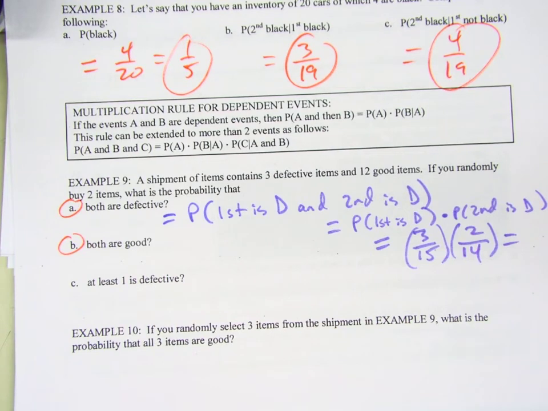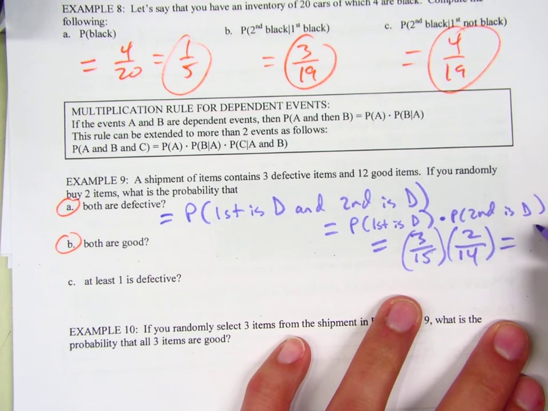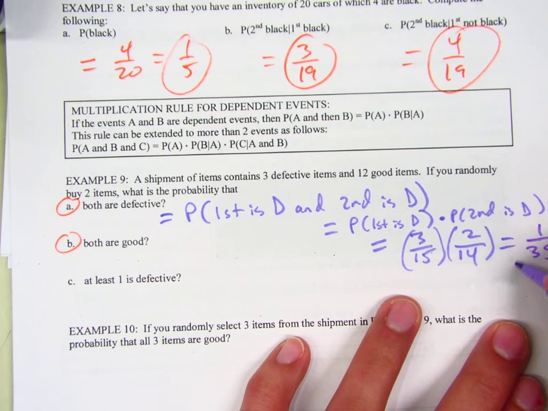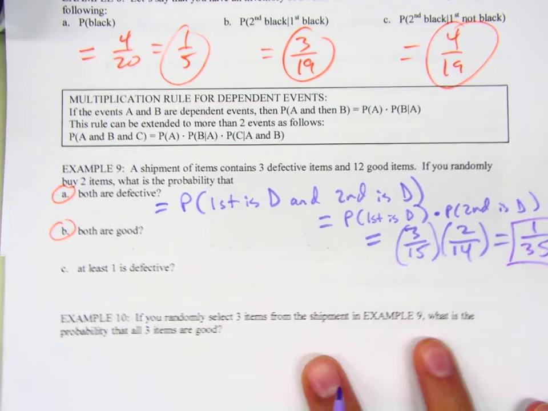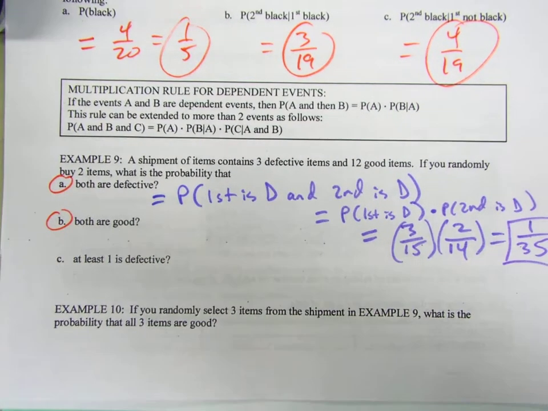So what is that going to be? Which is what fraction? 1 over 35. All right.